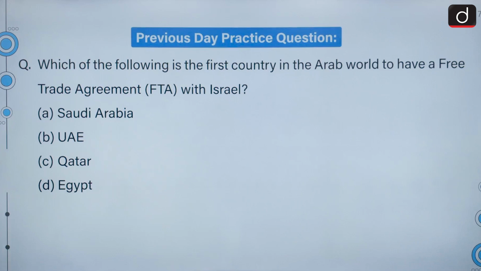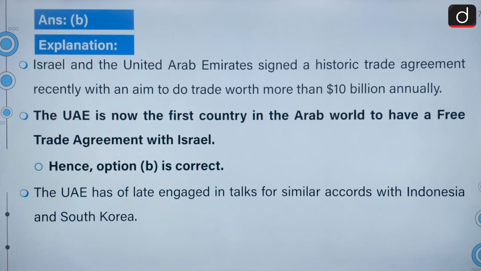Which of the following is the first country in the Arab world to have a free trade agreement with Israel? The correct answer is UAE. Israel and the UAE signed a historic trade agreement recently with an aim to do trade worth more than $10 billion annually. UAE is now the first country in the Arab world to have a free trade agreement with Israel.